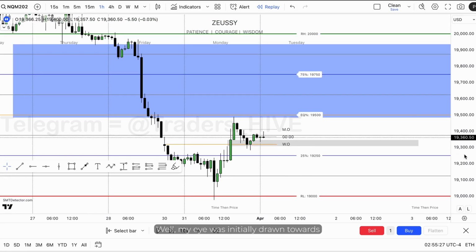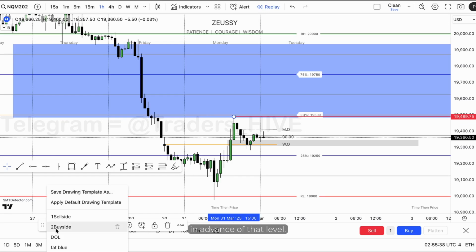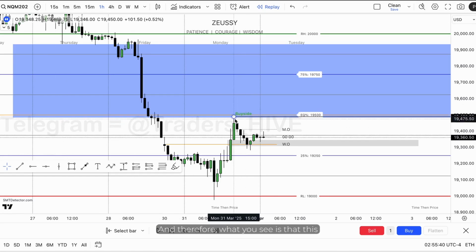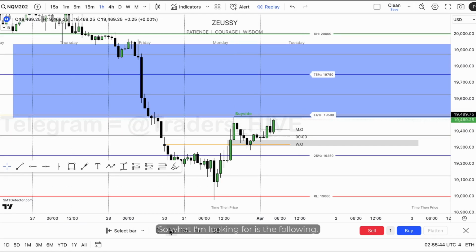What was my eye drawn towards? Well, my eye was initially drawn towards the 90,500 price level right here. And the reason why is because you see that we stopped on Monday right in advance of that level. And therefore this is engineered buy side liquidity. So what I'm looking for is the market to expand towards that level.